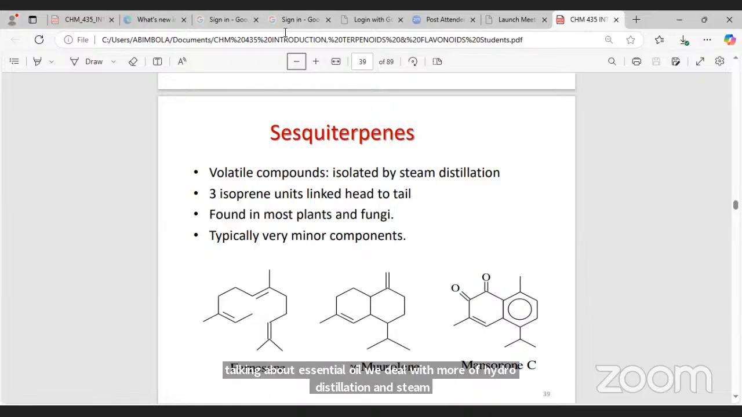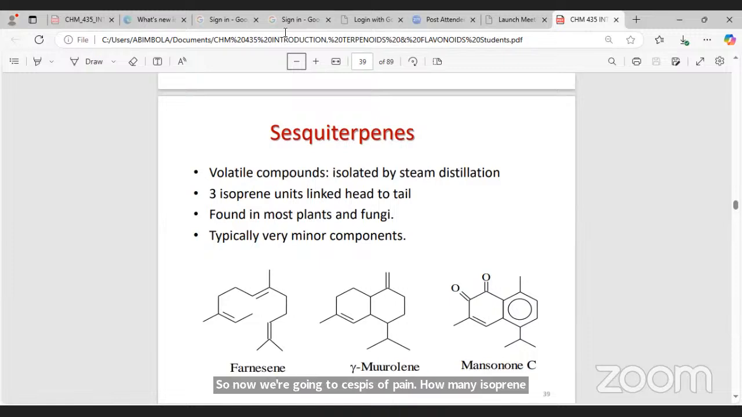So now we're going to sesquiterpene. How many isoprene units do we say sesqui has? Some of you like Expo very well. Even like I said, the people that are peeping, they use their eyes to get the answer before talking. You can see I caught you people that you are doing Expo.